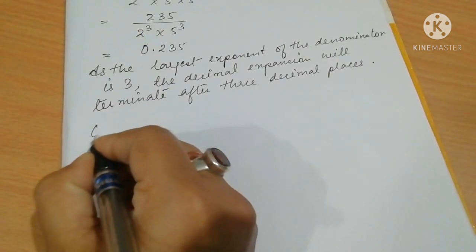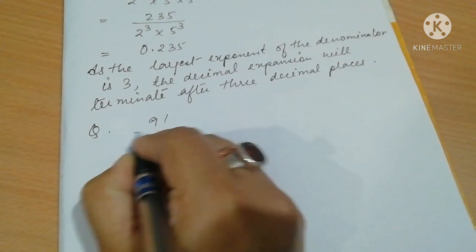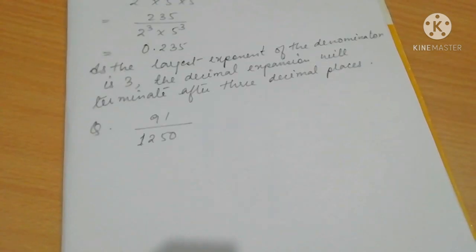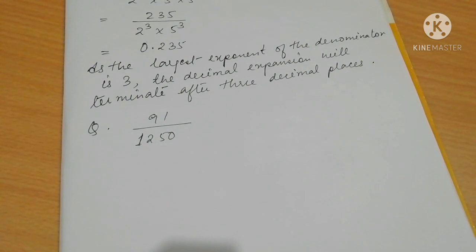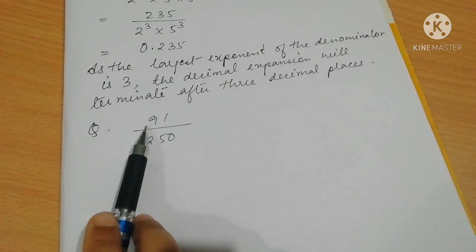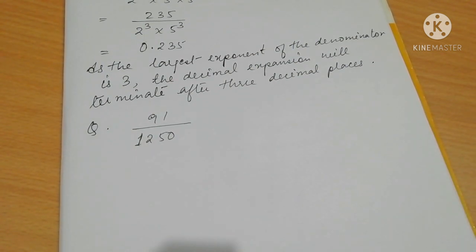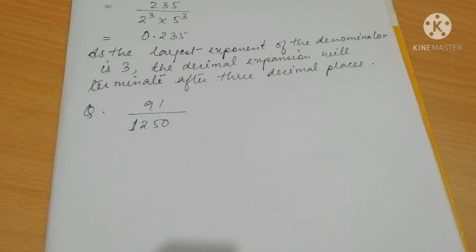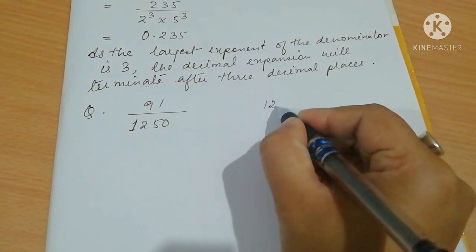Let me take one more question. 91 by 1250. Our first work is to make the rational number standard. At first we'll see, can we make the rational number standard, or is it already given in standard form. 91 and 1250, already this number is in standard form, so we will not be able to cancel these two numbers and no common factors are there. So after that we'll find out the factors of 1250.